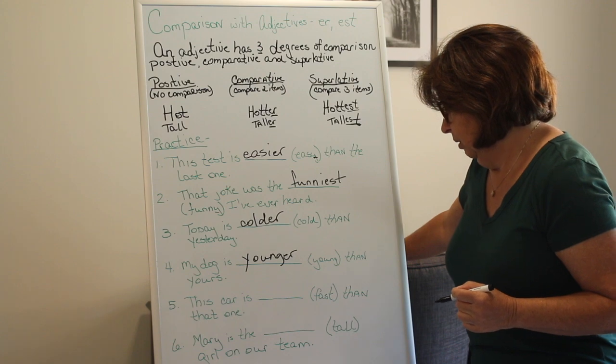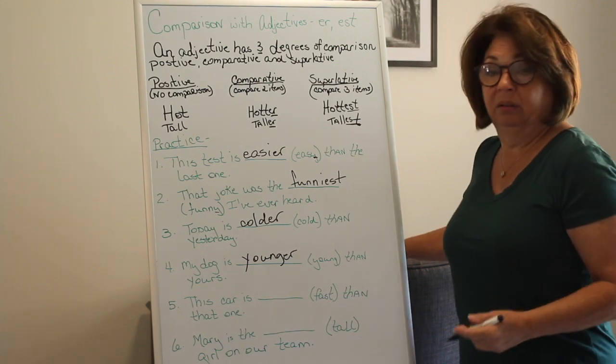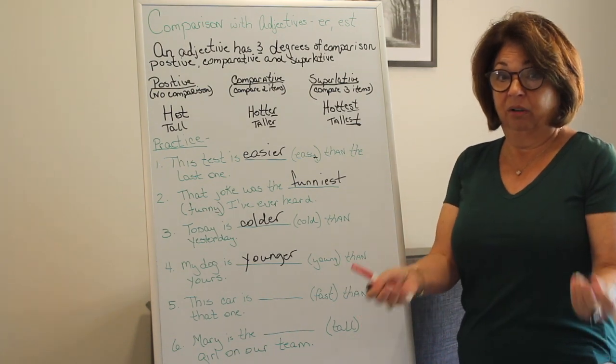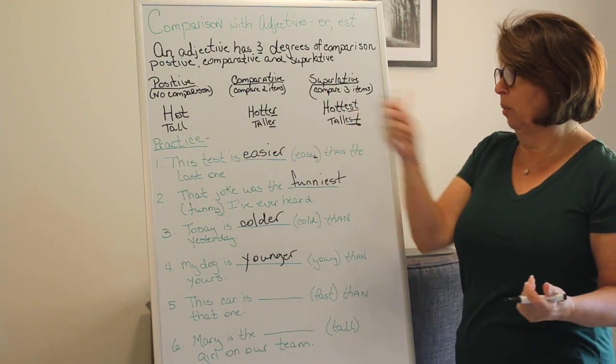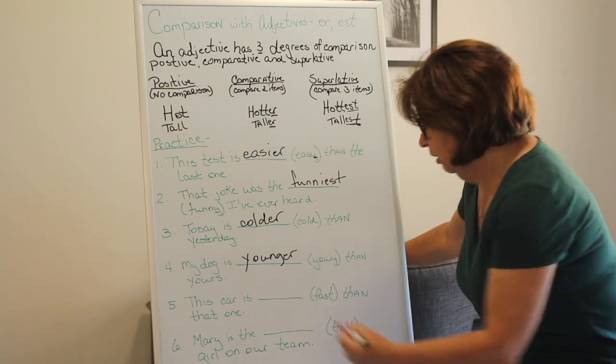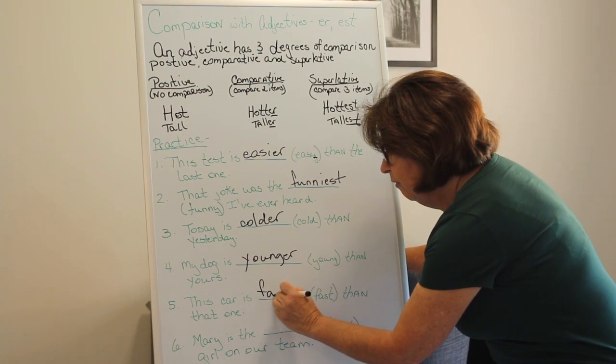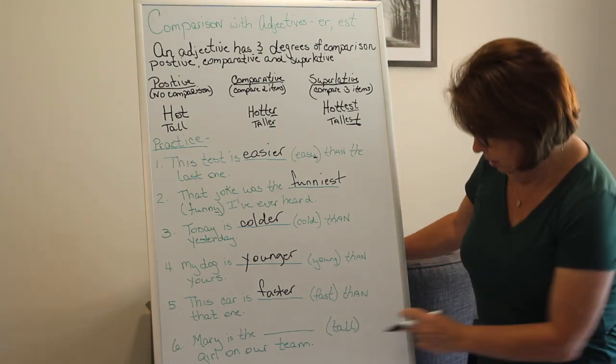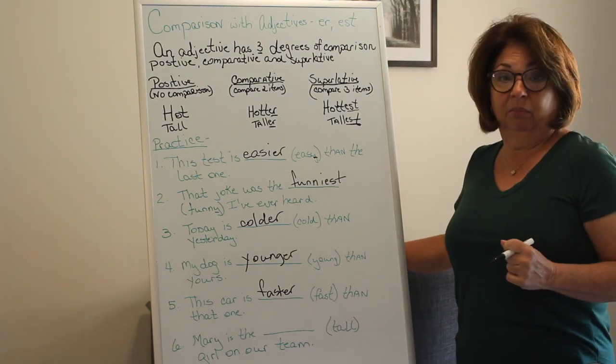This car is fast than that one. Again, how many are we comparing? This one, that one. So there's 2. So again, we're going to use comparative. So faster. And finally, Mary is the tall girl on our team.